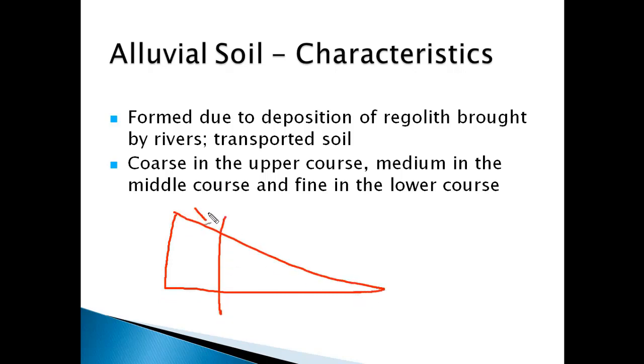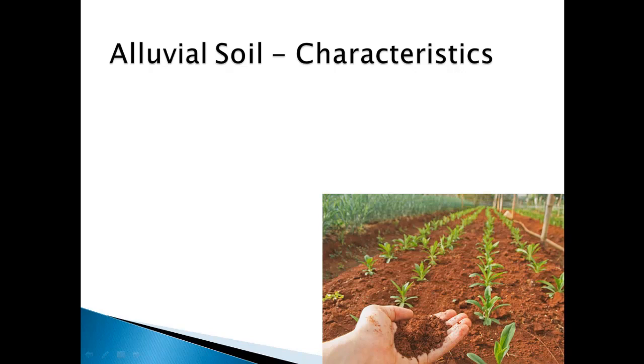In the young stage, middle stage and old stage, a river in the higher reaches of the mountainous region, when it flows, carries coarse-grained sediments. In the middle course, the river carries medium-sized sediments, and in the last stage, or you can say the old stage, the river carries fine-grained sediments. Now we'll see a few more characteristics of alluvial soil.